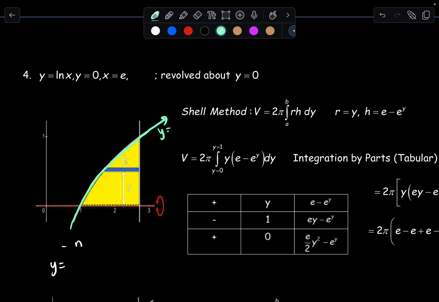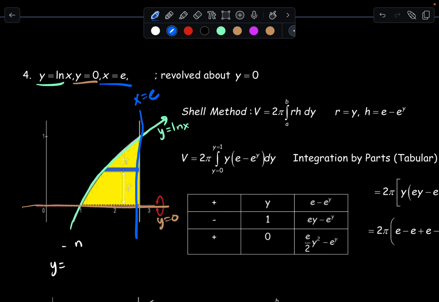So this upper curve is going to be y equals natural log of x. At y equals 0, we are crossing the y-axis at 0. So the tan is y equals 0. And I'll go ahead and underline. And then x equals e, that's going to be a vertical line passing through e along the x-axis. So our shaded region is going to be in the yellow, bounded by these three functions. And the first recommended method is the shell method.